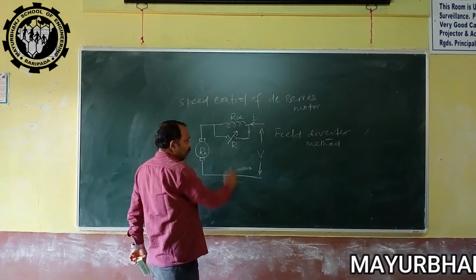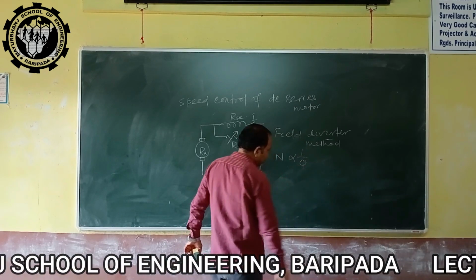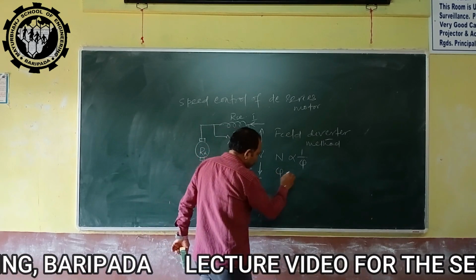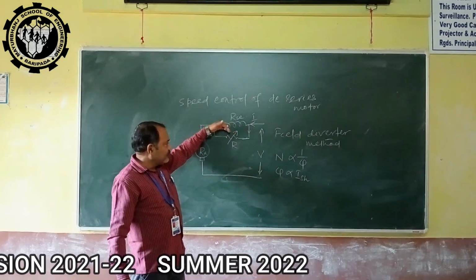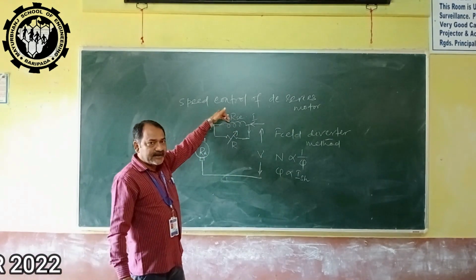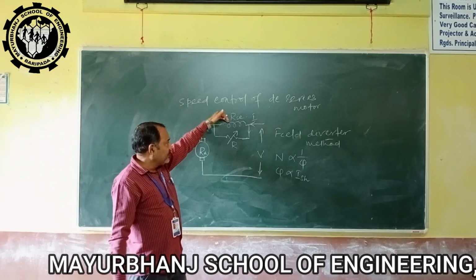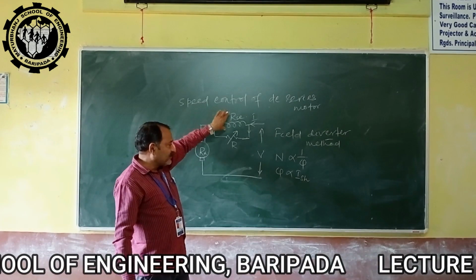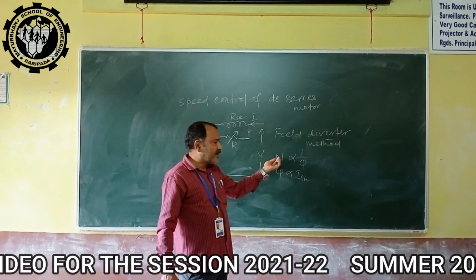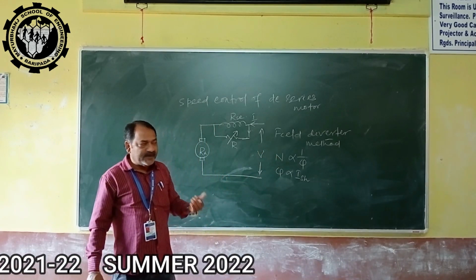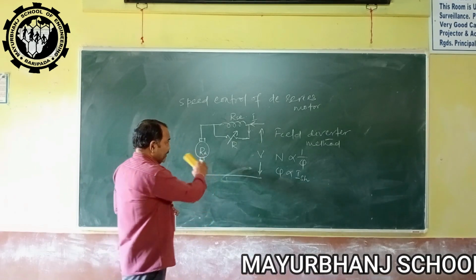If the flux gets reduced, we know that N is directly proportional to 1 by phi, and phi is directly proportional to ISH. So if a certain amount of current gets diverted through this external resistance, the current through the field circuit gets reduced, and the flux produced by the field will also get reduced. If the flux through the field gets reduced, then automatically the speed will increase. So in this method we can increase the speed of the DC series motor. So this is one method. Then another method is tapped field control.